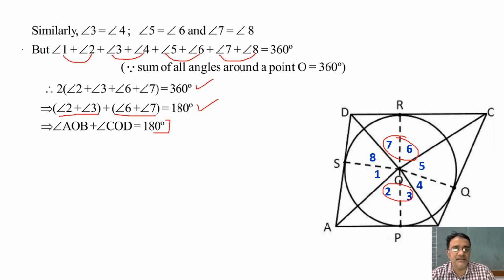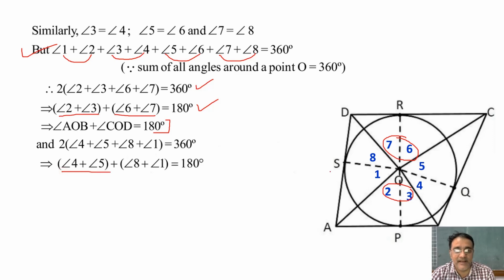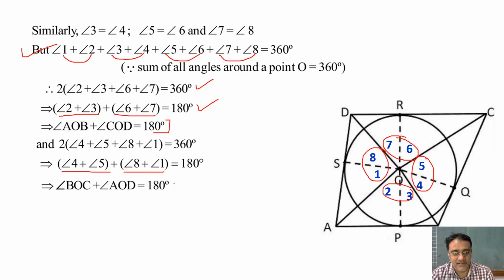अभी फिर से ये वाला जो है इसको हम लोग लिखेंगे 2 times of angle 1, 2 times of angle 3, 2 times of angle 5, 2 times of angle 7 is equal to 360 degree. Or angle 1 plus angle 3 plus angle 5 plus angle 7 is equal to 180 degree. Now we'll replace angle 4 plus angle 5 by which angle? Angle BOC. और angle 8 और angle 1 को कैसे replace करेंगे? Angle AOD. Right. Okay. So ये भी proof हो गया. First part, second part दोनों proof हो गया.